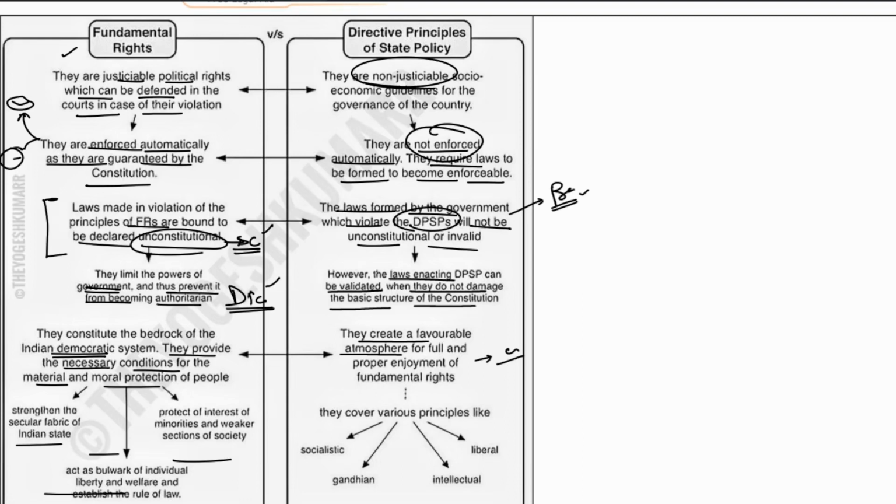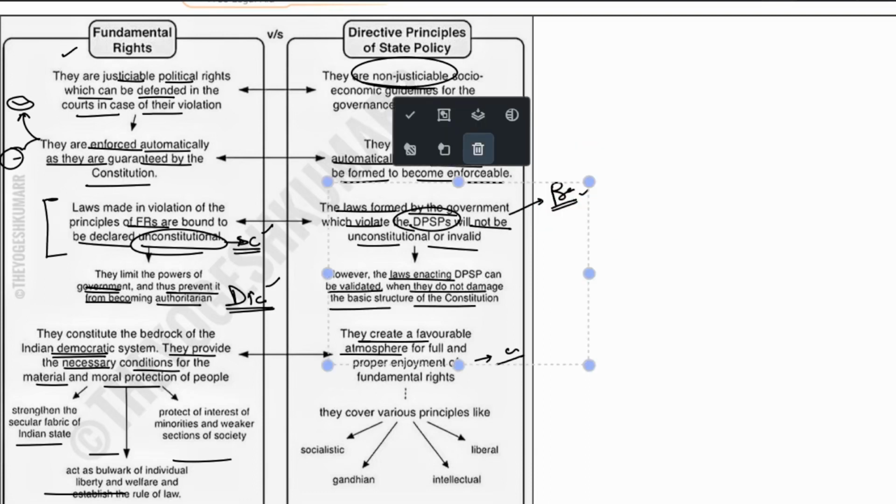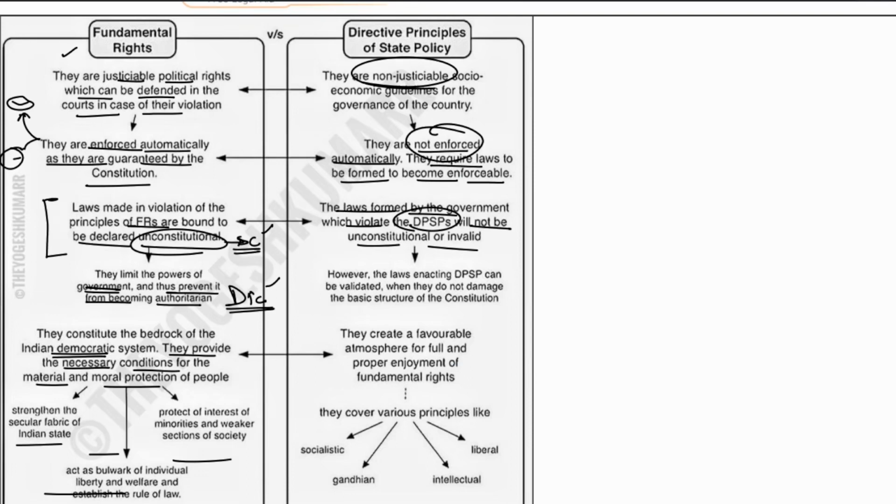Okay, they create a favorable atmosphere for people as well as the state, a welfare state. So going according to the Gandhian principle, going according to the socialistic principle and basing upon the preamble. All right. So what we have concluded till now is that there is a preamble.